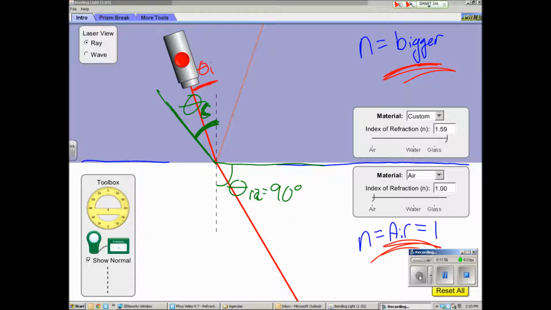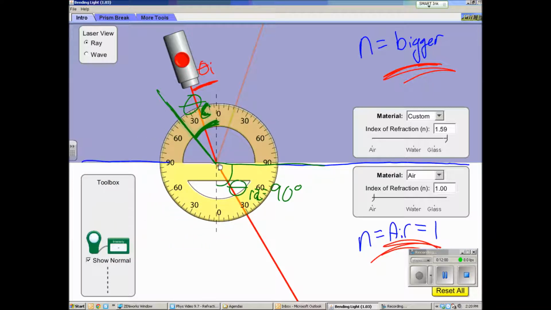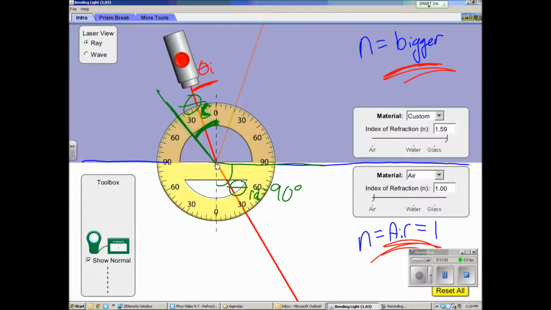My angle of incidence here is, oh look, I'll even pull out a protractor. Boom. Mr. Hecker cannot be stopped. So my angle of incidence here looks like it's a little less than 20 degrees, and my critical angle looks like about 40 degrees. So in this example, my angle of incidence is less than my critical angle, and so the light refracts with some angle of refraction.